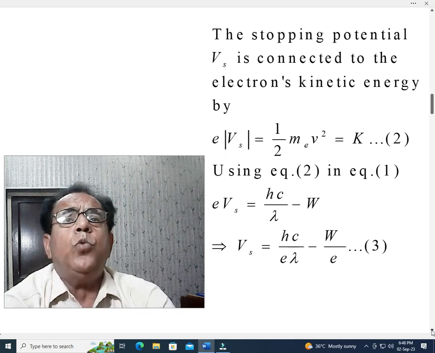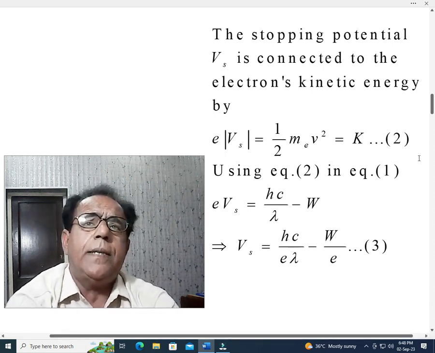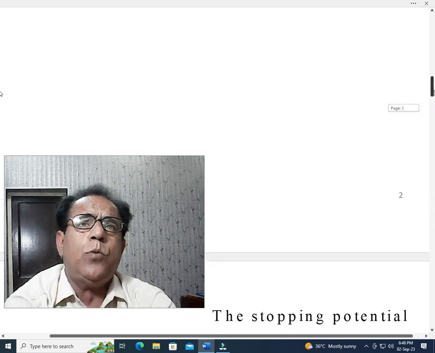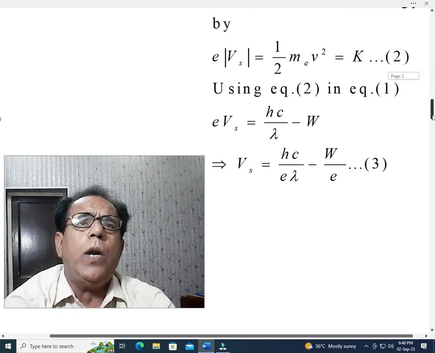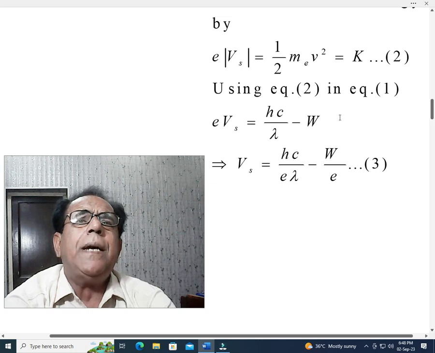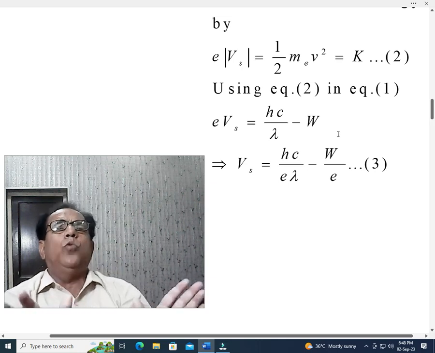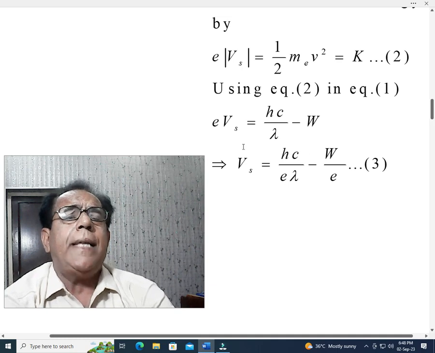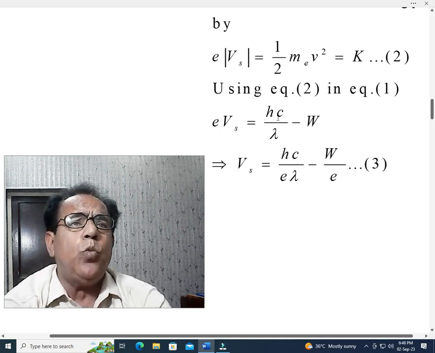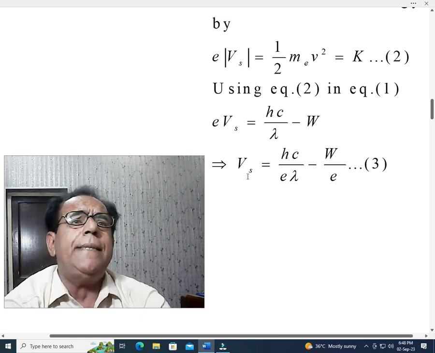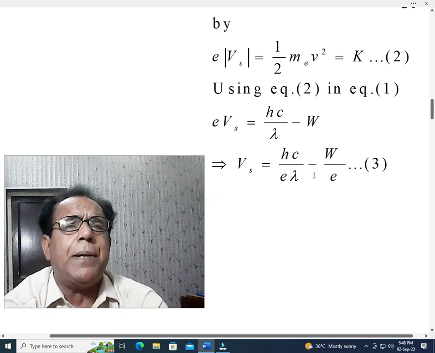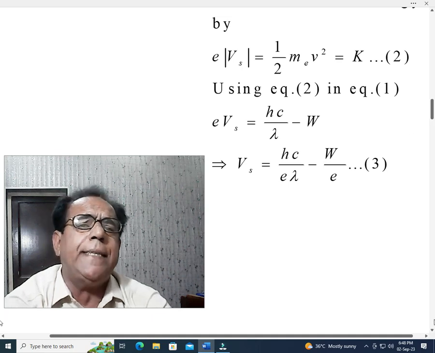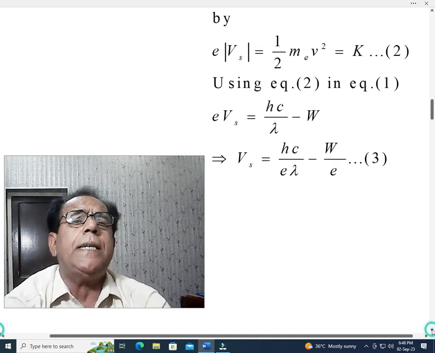Using equation number 2 in equation number 1, this is equation number 1 and this is equation number 2, and now we are going to compare these and adjust equivalent values. Then e Vs will become equal to hc over lambda minus W. This implies that Vs will become equal to, with e divided on the other side of the equality, hc over e lambda minus W over e. We designate this expression as equation number 3.